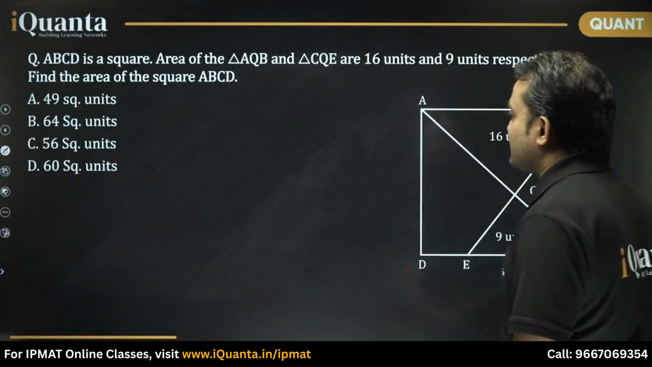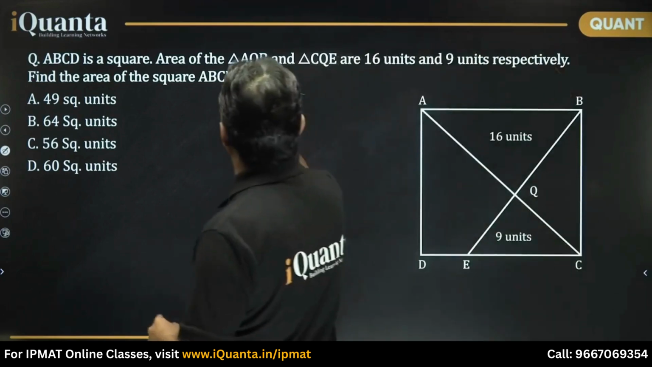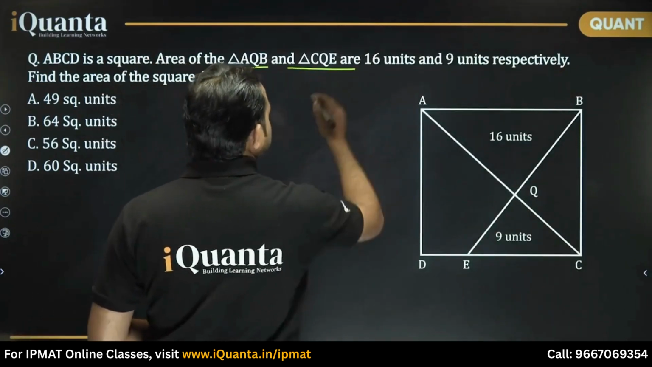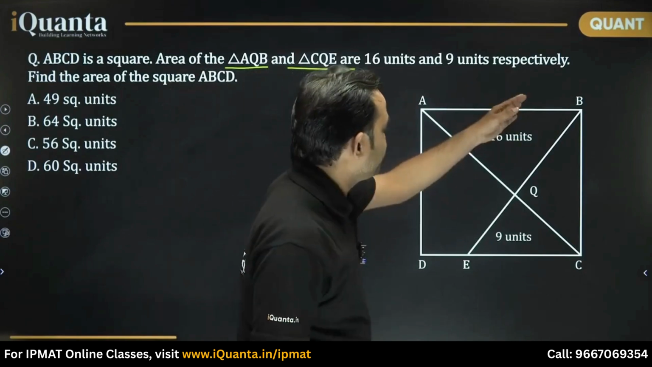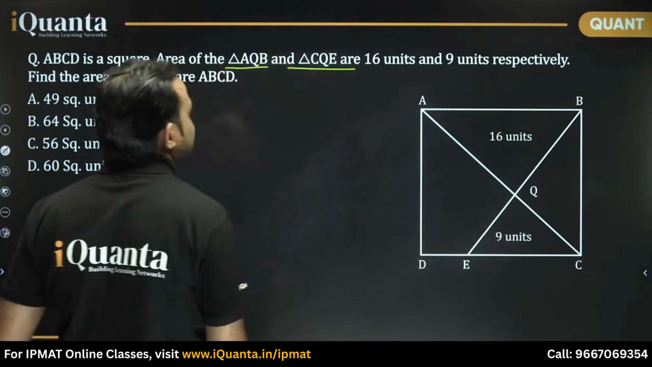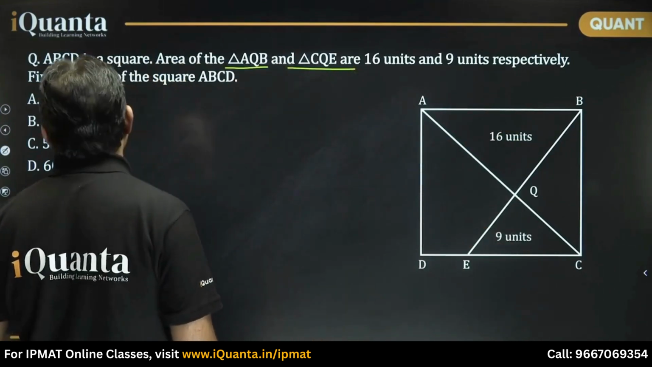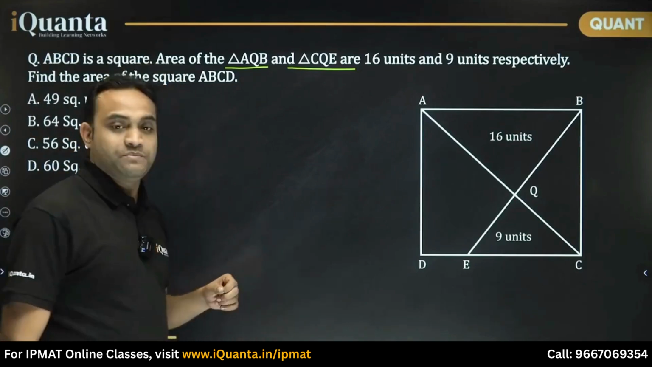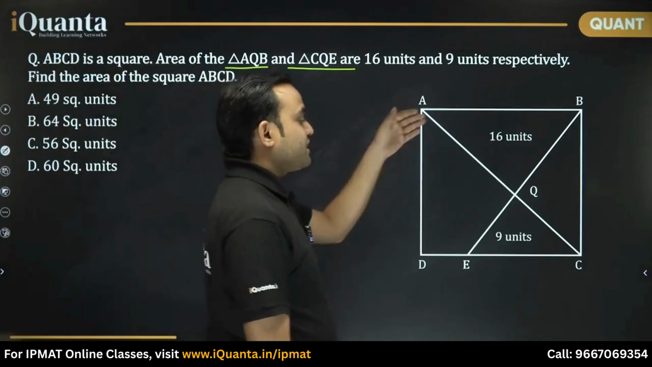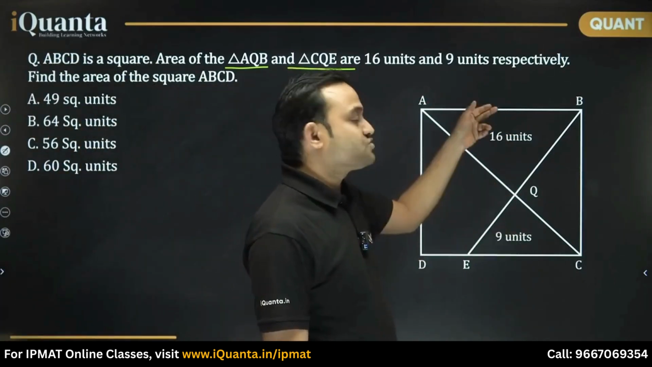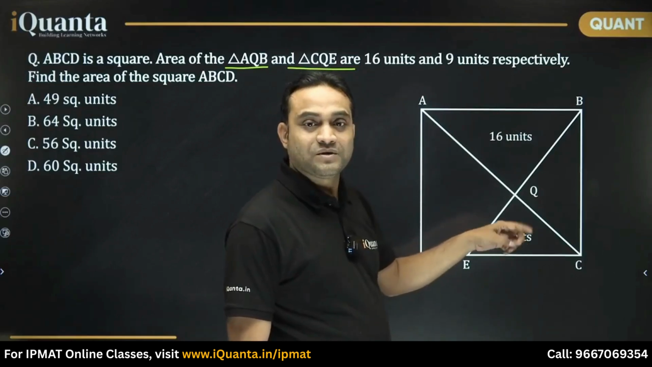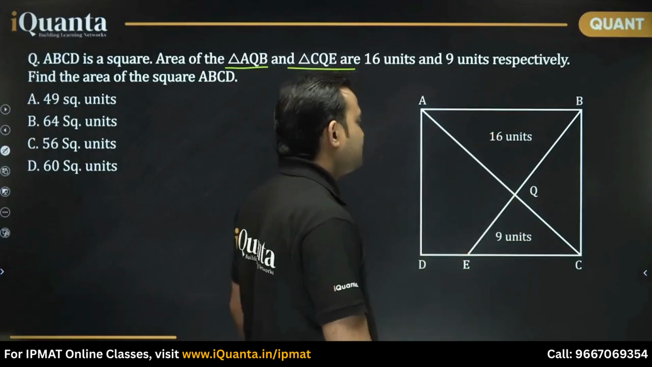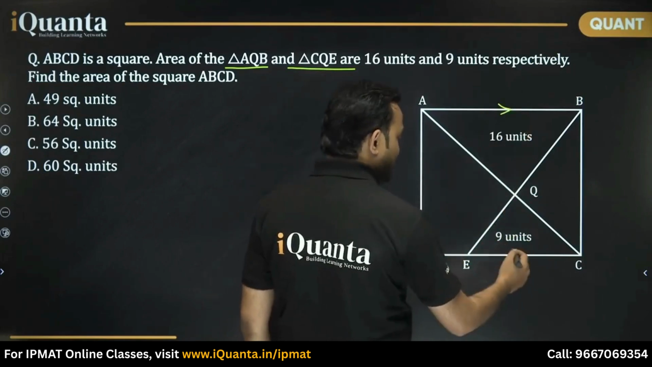ABCD is a square. Area of triangle AQB and triangle CQE are 16 units and 9 units respectively. Find the area of the square ABCD. So ratio of area of these two triangles is nothing but 16 is to 9. These AB is parallel to EC.